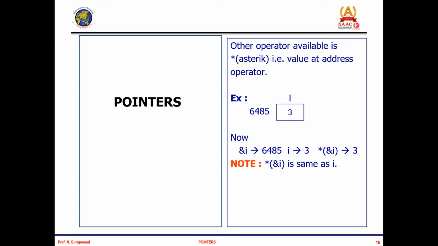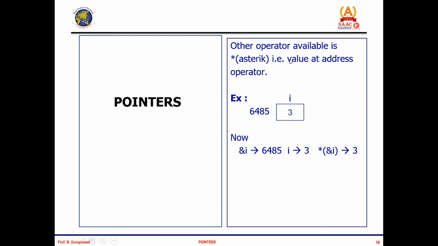Now, star of ampersand of I. Okay, so listen carefully. Star of ampersand of I. Now, what is ampersand of I? 6485. And then that gets reduced to star of 6485, this particular one, right? So this is star of ampersand of I. Ampersand of I is 6485 and this reduces to star of 6485. Now what is star 6485? It tells that go to address 6485 and pick up the value, right? Star 6485 means go to address 6485 and pick up the value.